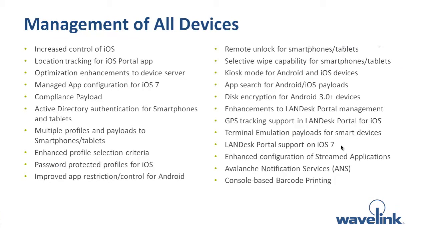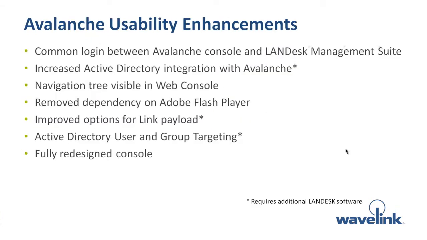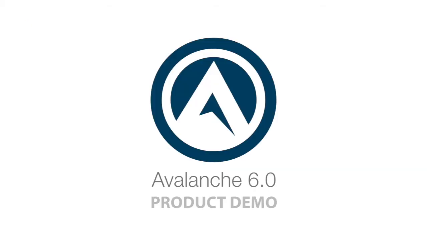Every good PowerPoint needs at least one eye chart, so this one's mine. I'm going to try and demonstrate as much of these as possible as we look at the product, but here's an overview of many of the features you can expect from Avalanche 6.0. Going back to the blurred lines between smart and rugged, a couple highlights include configuration payloads for Wavelink's emulator and Velocity clients, support for kiosk mode and integration of the Landesk portal application, and our own Avalanche Notification Service, or ANS, for rugged Android devices that don't support GCM, which is Google's cloud management protocol. Additional usability features include a common login for the Avalanche console and the Landesk management suite, enhanced Active Directory integration that can now leverage AD groups, and numerous improvements in the web UI and tree structure.